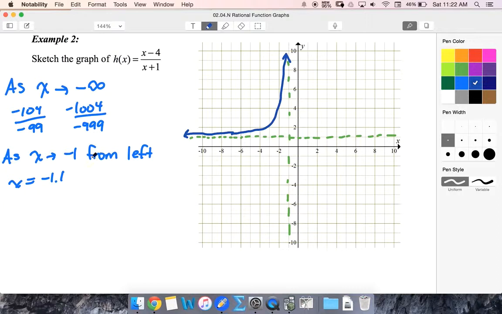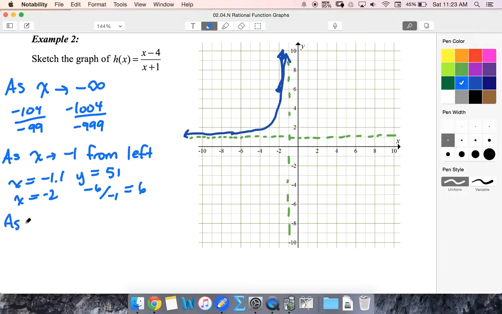We could try -2. So at -1.1 we got 51. At -2, we would get -6 divided by -1, so +6. So I actually go through this point here, -2, 6 is a point. But again, we don't really care about seeing points, we care more about the shape. So we really care about the asymptotes and the shape. Now for rational graphs, I suspect based on what we saw in example 1 that my next side is going to be down here, but let's verify it by thinking about what's happening.